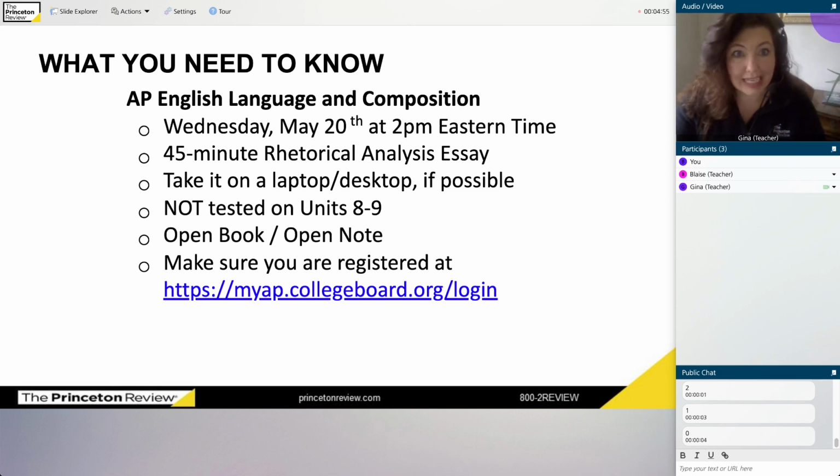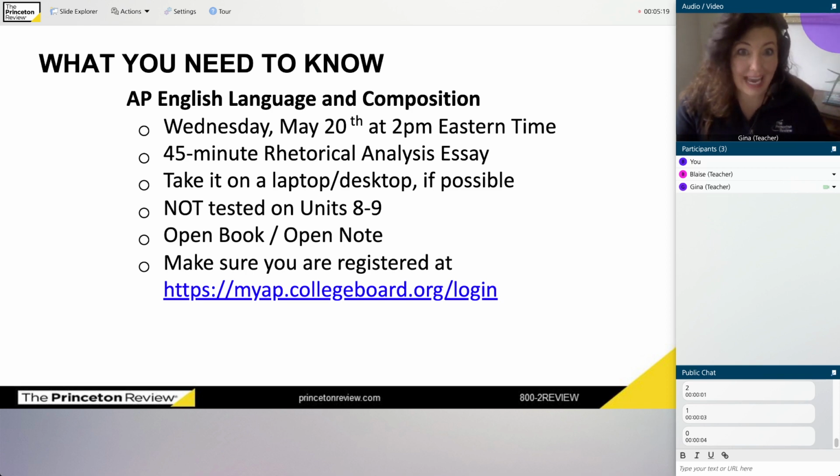You'll be starting the test at that appointed time, and it will strictly be a 45-minute test. That's it. Unlike the usual AP, which is hours long, this one is only 45 minutes long. That's great news. And you will not have to deal with any multiple choice questions. As a matter of fact, you will only be dealing with one type of essay. It's called the rhetorical analysis essay.